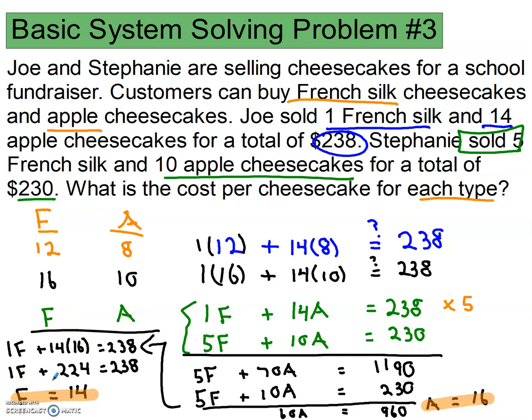So I was wrong. Apparently the apple cheesecakes are more expensive than the French silk cheesecakes. But that's how it works. So with each of these, I encourage you to go ahead and just take a guess and try it. And then once you've tried a few, your brain will look and see what kind of pattern you should write using equations. And then you can solve the equations from there. All right?